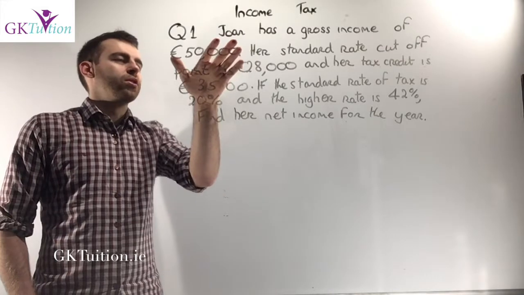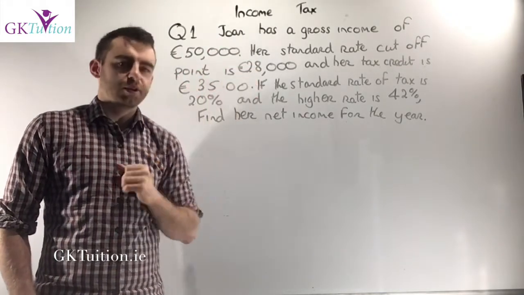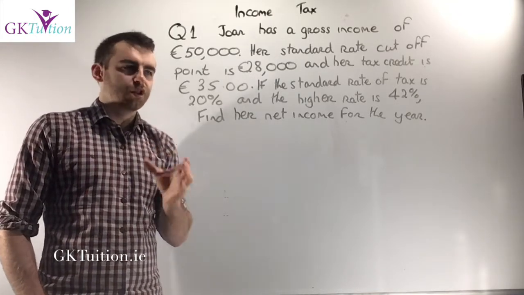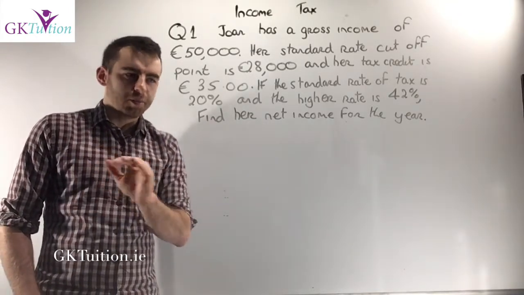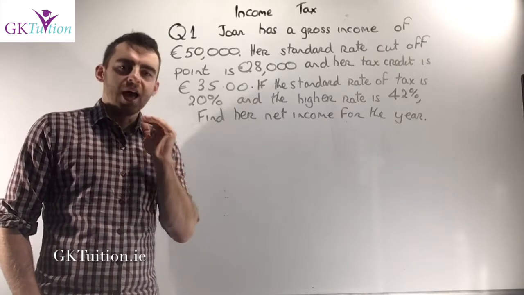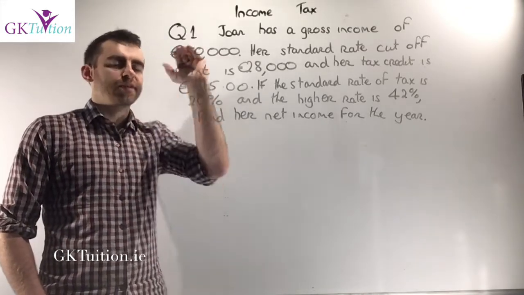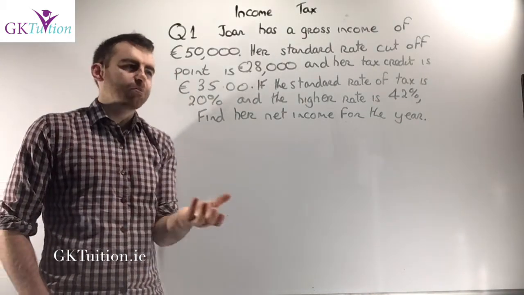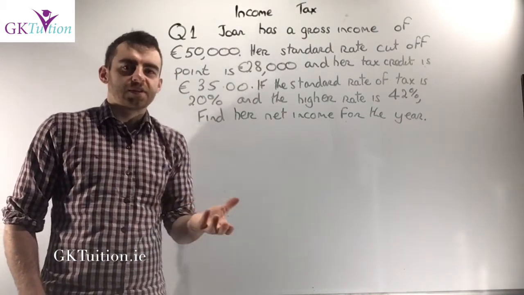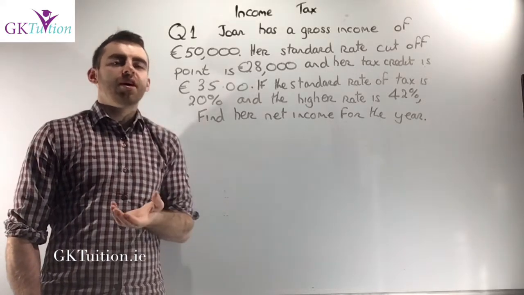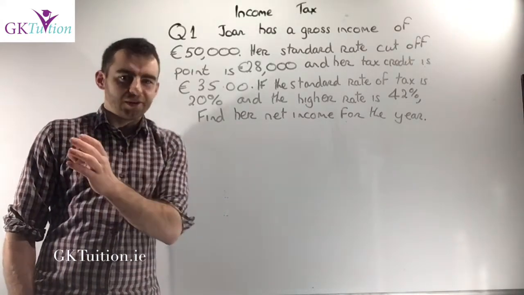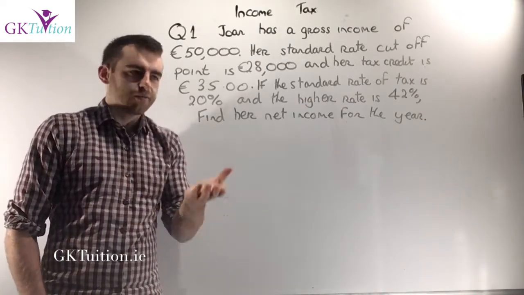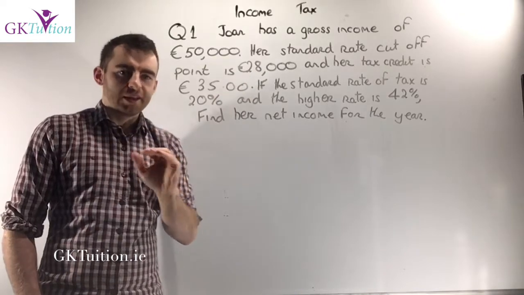So in this case, we're told that her standard rate cut-off point is 28,000. That means that on the first €28,000 that Joan earns, she pays a lower rate of tax. But on any money that she earns above the standard rate cutoff point, she pays a higher rate of tax. This makes perfect sense if you think about it in terms of a society. If there was a person living in Ireland earning only €20,000 a year, it's not a lot of money, so they might struggle to survive. So they have to pay lower rates of tax.